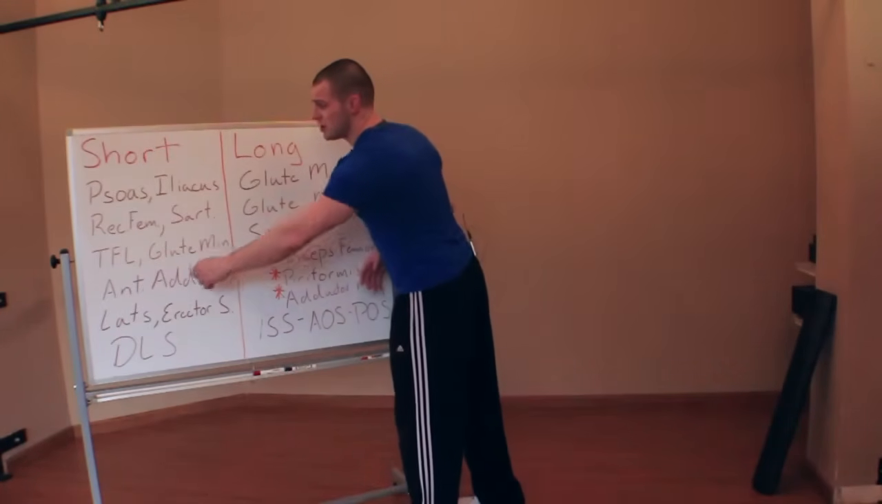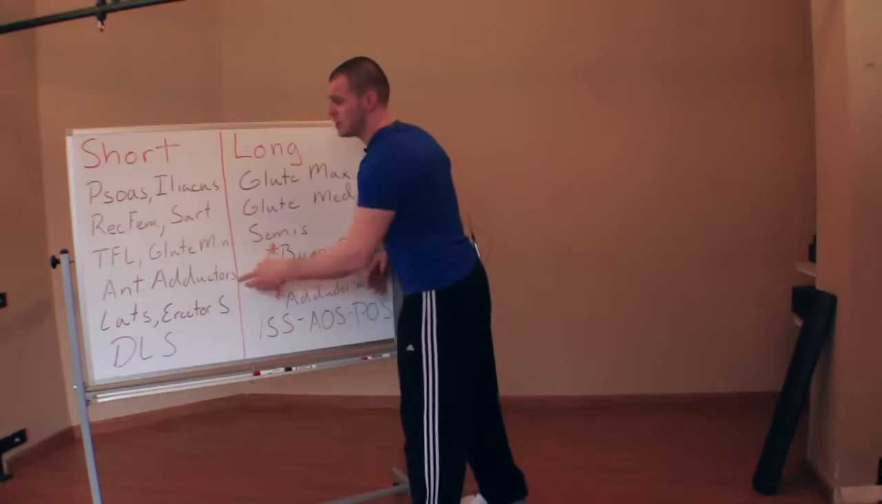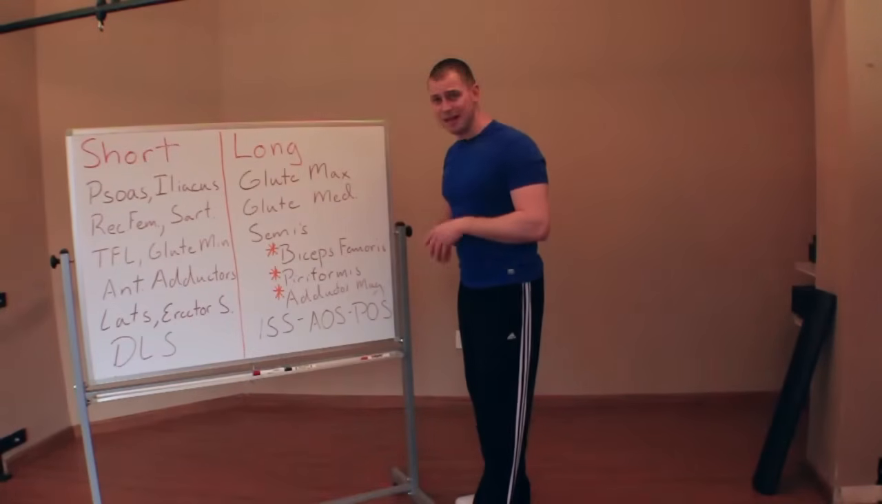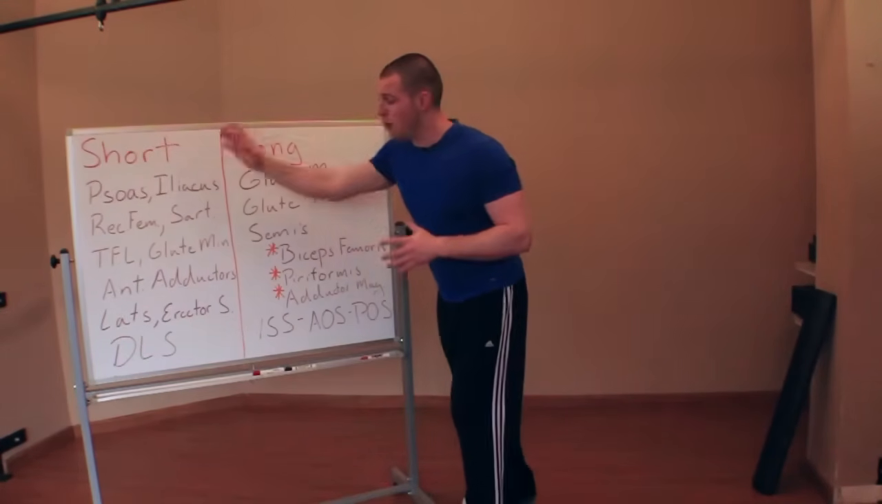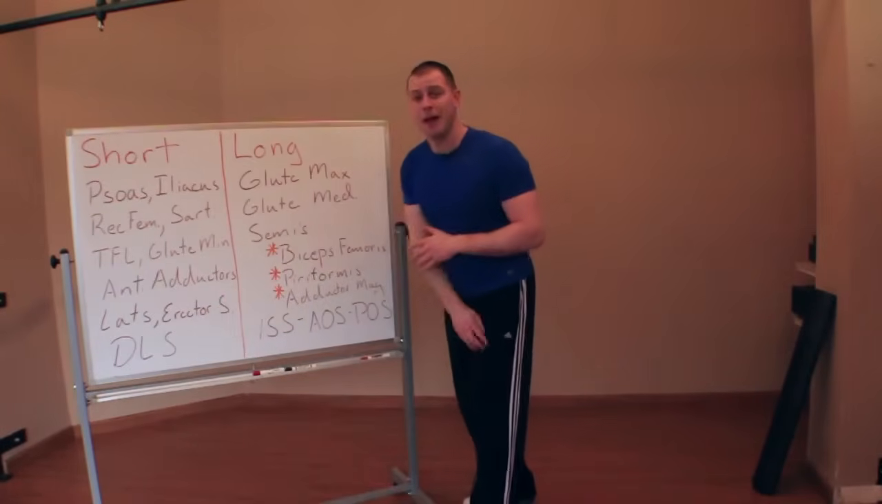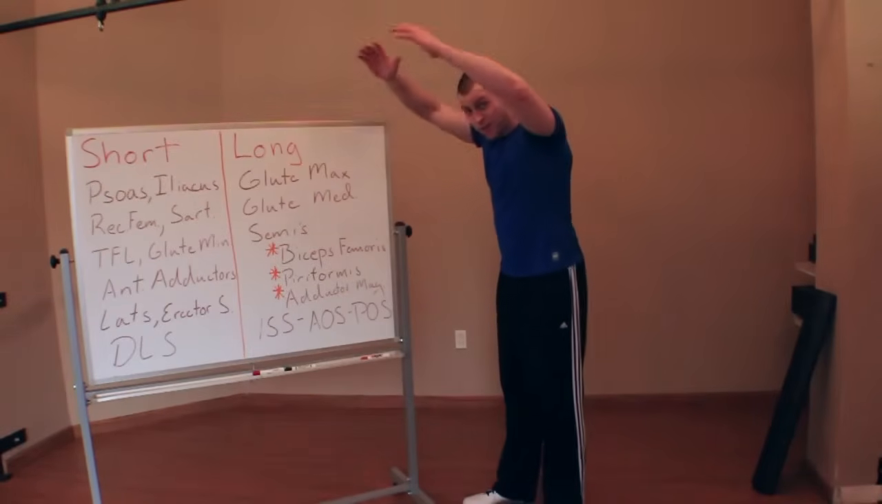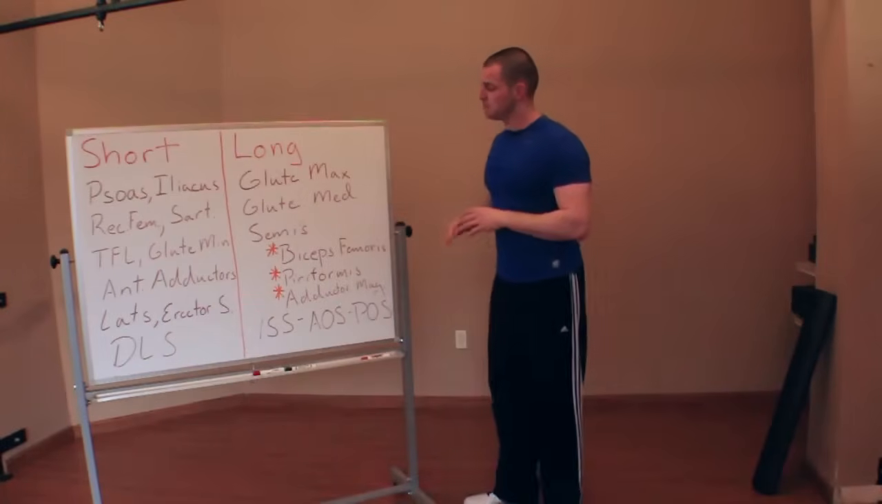Same thing with the stretches: your psoas, iliacus, rectus femoris, sartorius, TFL, gluteus minimus, all of those are partly or completely lengthened by a kneeling hip flexor stretch. So you knocked out a whole bunch of things. Your lats and erector spinae are stretched very well, lengthened very well with something like a modified child's pose. Same thing on the long side.